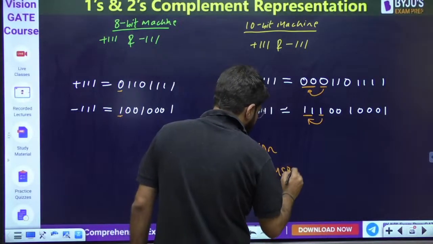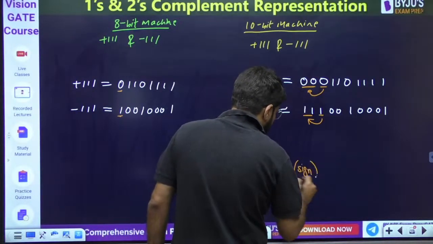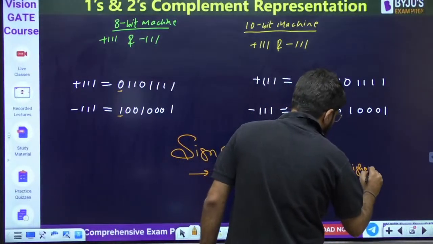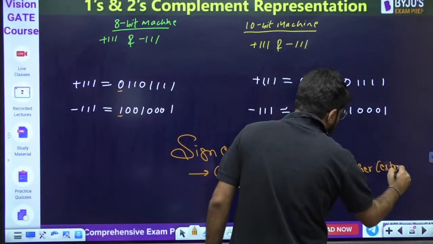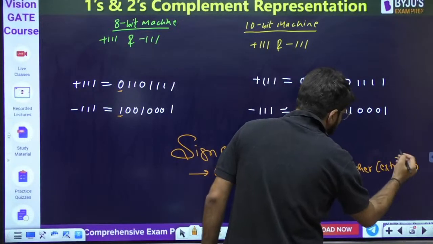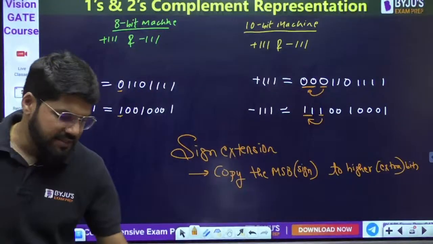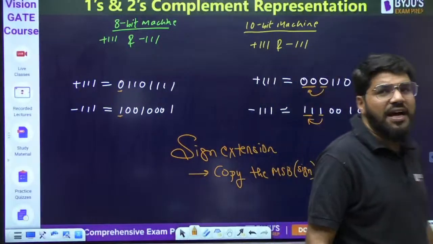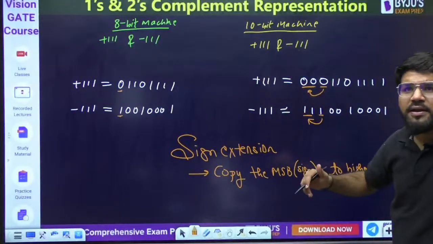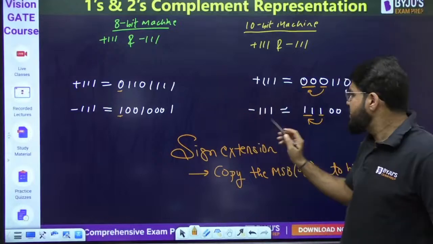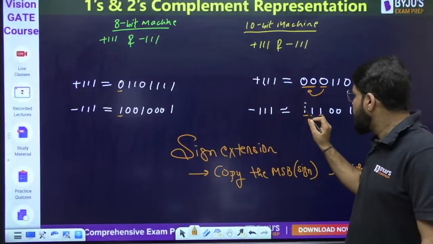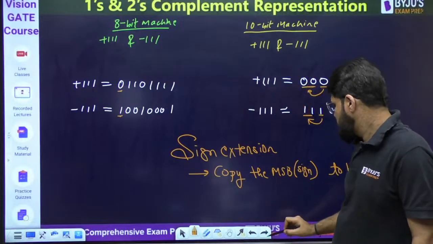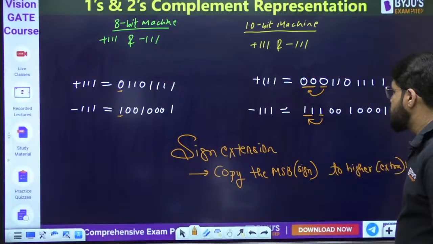Copy the MSB because that is what represents the sign. Copy the MSB to the higher extra bits, whatever extra bits are asked for. Clear, everybody? That is the concept of sign extension. If I ask you to write down the same number in 16-bit format, then for whatever extra bits, if it is minus 111, you will copy 1 in the extra bits, and if it is plus 111, you will copy 0. Clear? That is something you should know.